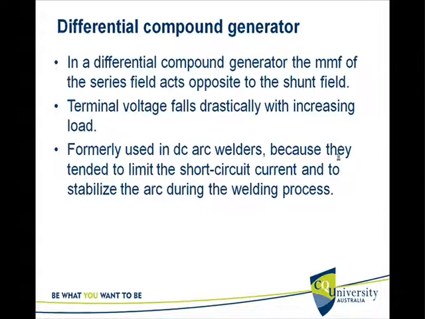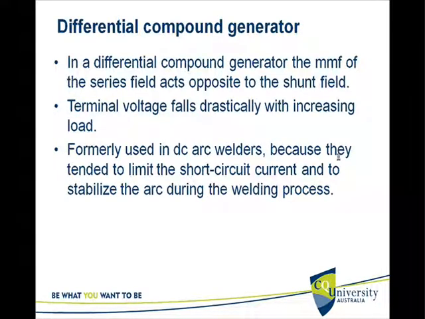In a differential compound generator, the MMF of the series field acts opposite to the shunt field. So as the load current increases, the field flux drops. So the terminal voltage falls drastically with increasing load because of that. Formerly used in DC arc welders because they tended to limit the short circuit current and to stabilize the arc during the welding process.